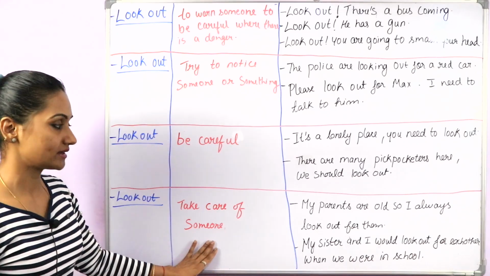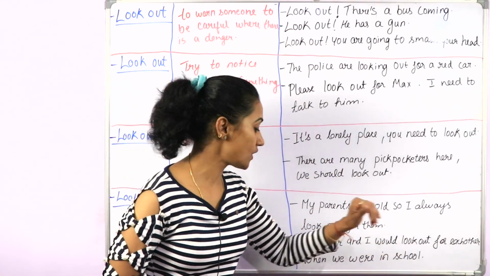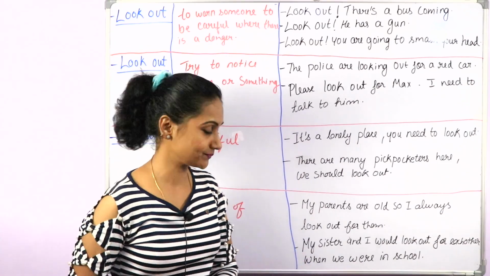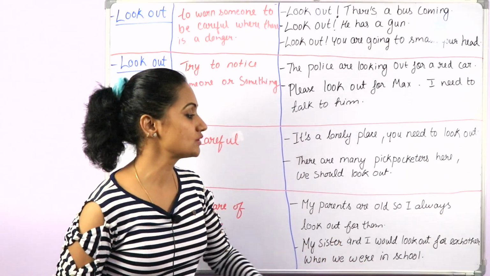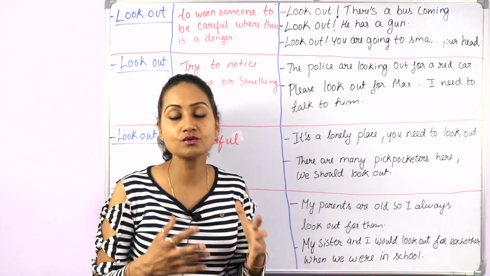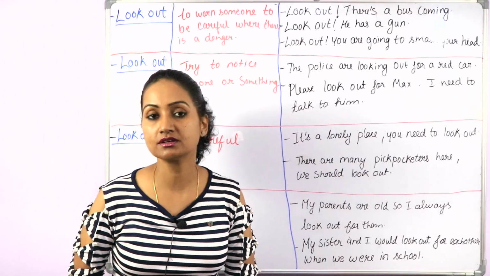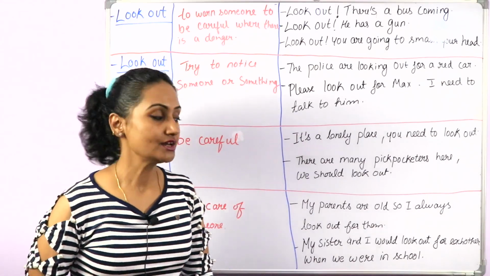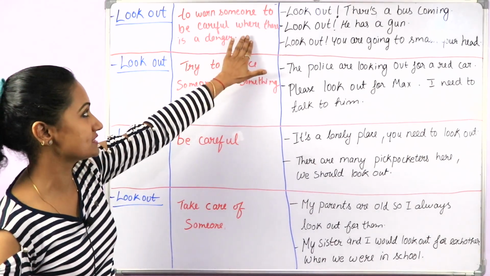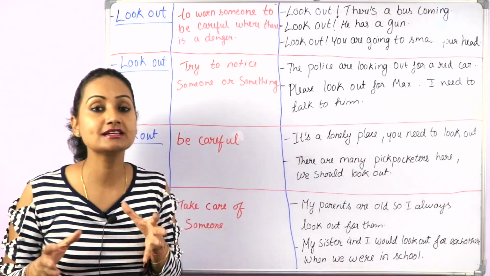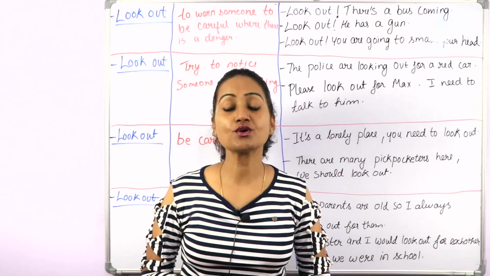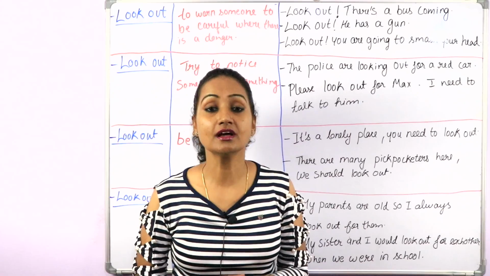Take care of someone. My parents are old, so I always look out for them. I always take care of them. My sister and I would look out for each other when we were in school. We always used to take care of each other when we were in school. So this way we can use look out. The most common is this one, when you want someone to be careful about a danger or an accident. So here we have learned all the phrasal verbs with look.